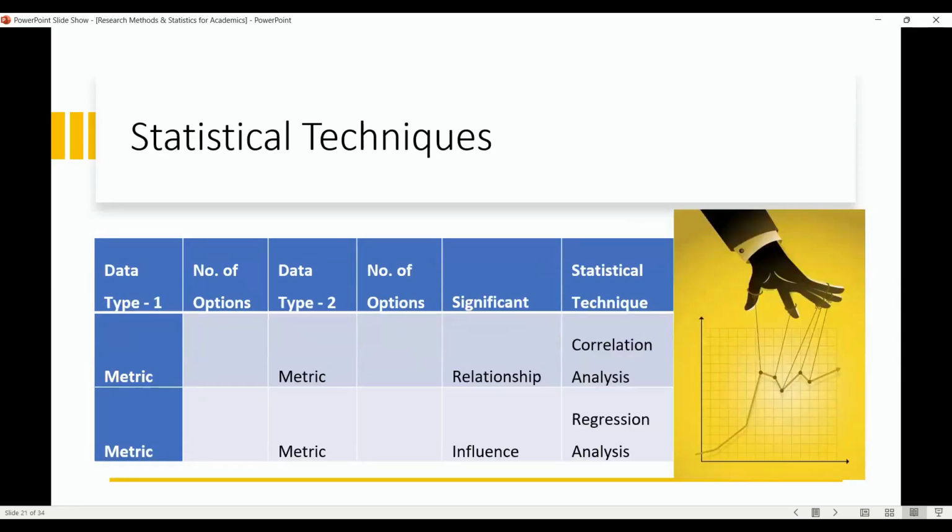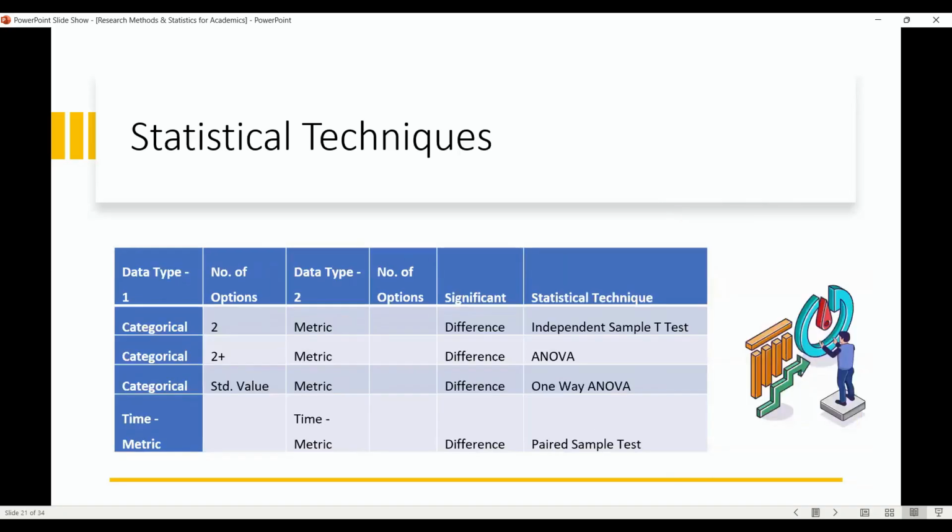And if both the data are metric in nature, say for example, India's GDP and population, both are numbers, right? Population is a number, GDP is a number. So if both the data are metric, then you can go for relationship test using correlation analysis. If there is a significant correlation between both the variables, then you can go for regression analysis. So this is what is called a significant relationship, and this is what is called a significant influence. And finally, the significant difference.